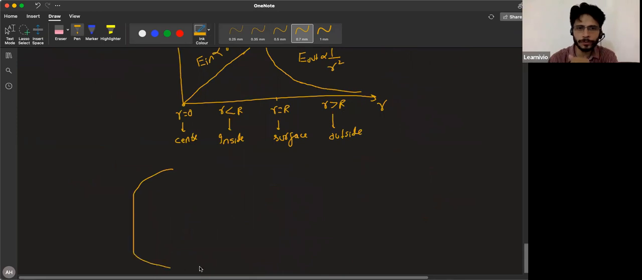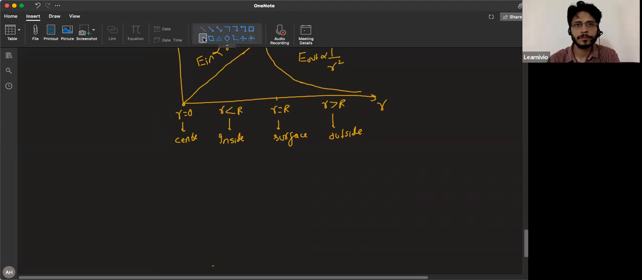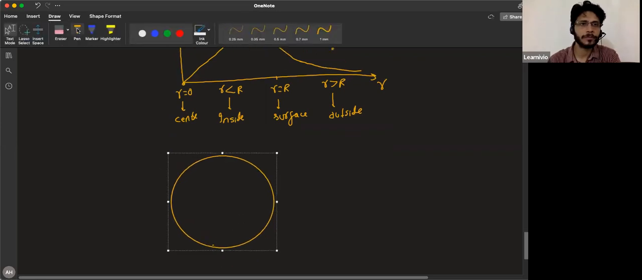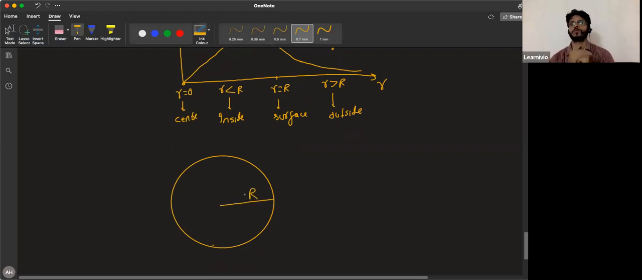Like this is a solid sphere, which is non-conducting. This is the solid non-conducting sphere. The radius of the sphere is capital R. You're supposed to calculate the electric field inside the cavity. This is the cavity.